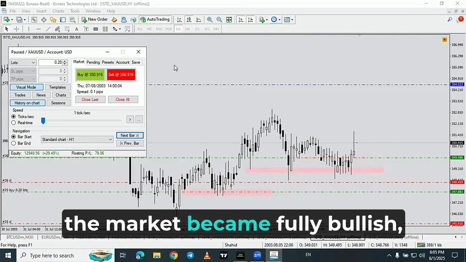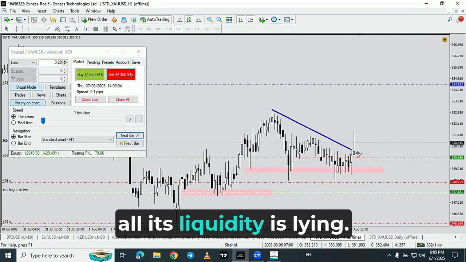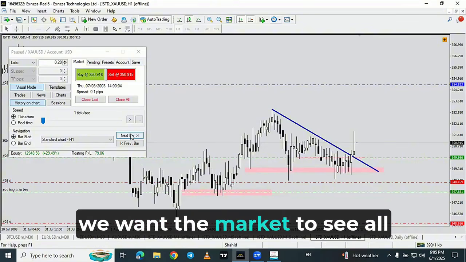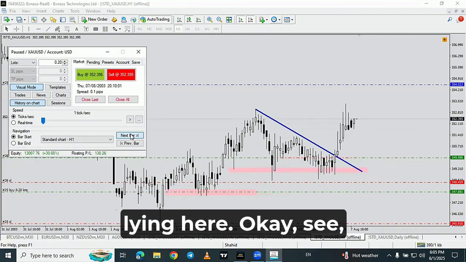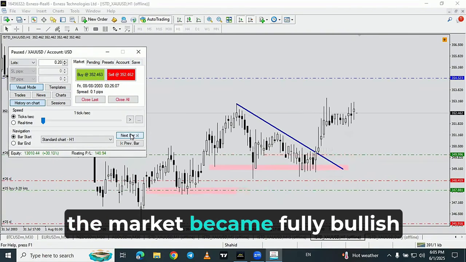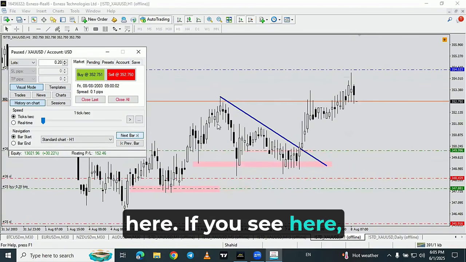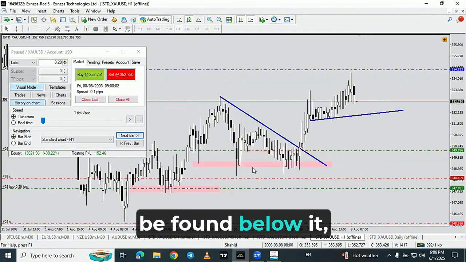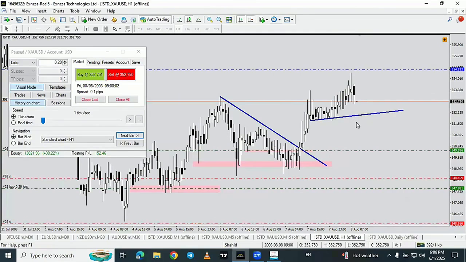See, the market became fully bullish and here all its liquidity is lying. Step by step, we want the market to take all the trend line liquidity lying here. Okay, see, the market became fully bullish here. If you see here, what is this? It has built all the liquidity and the buy side will be found below it. So we will take its entry.